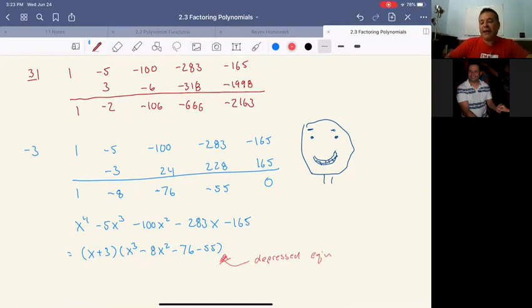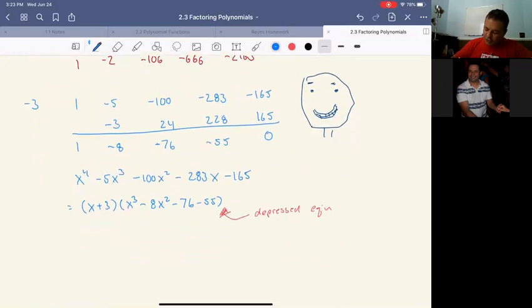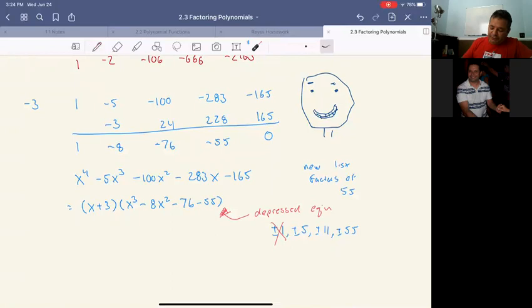Okay, and what we're going to do is factor that one. Now I already know 3 is not a factor and neither is 1 or negative 1. So I can do my same list. My new list are the factors of 55: plus or minus 1, plus or minus 5, plus or minus 11, plus or minus 55. However, plus or minus 1 have already been taken off, because if 1 was a factor of this, then it would have been a factor of the full thing, right?